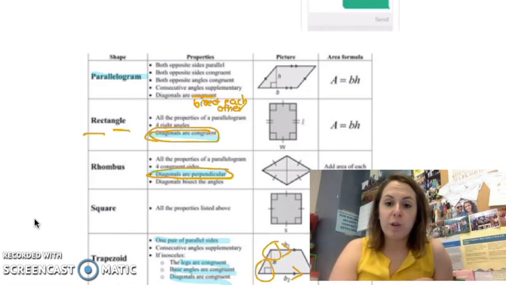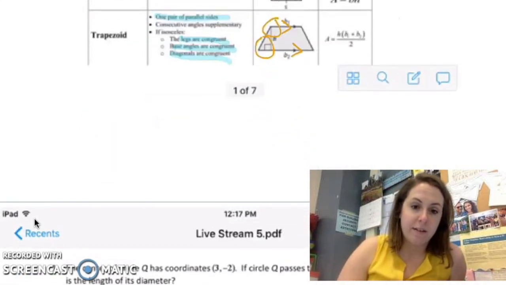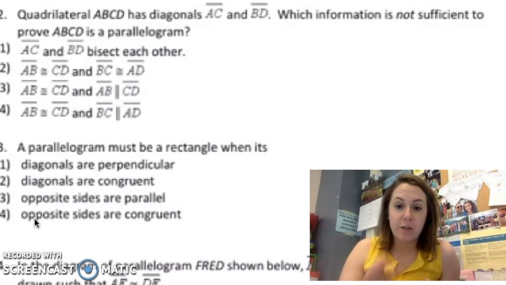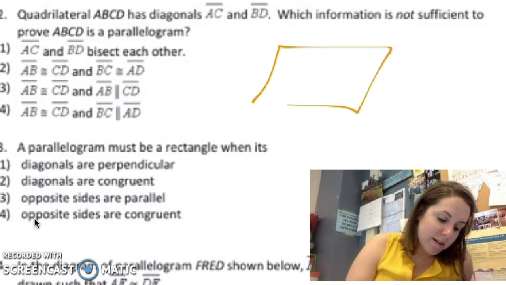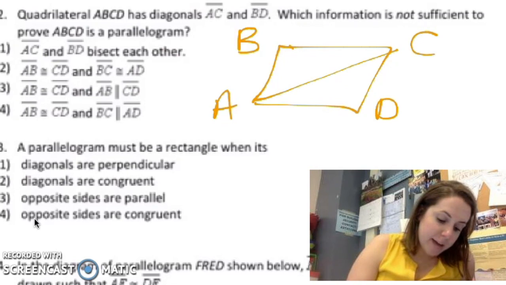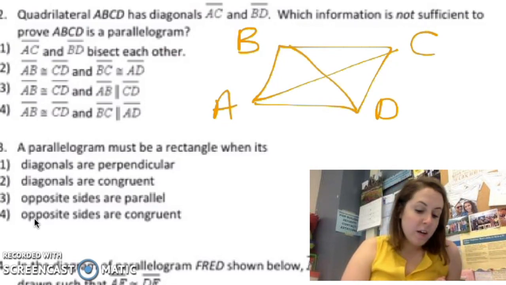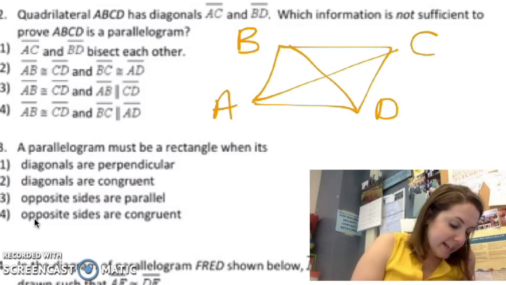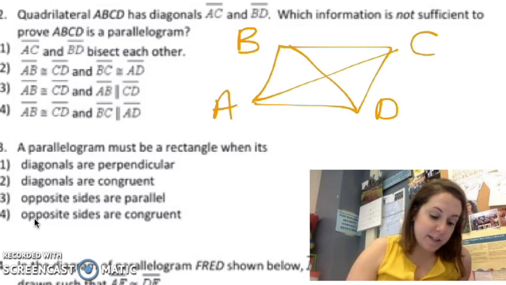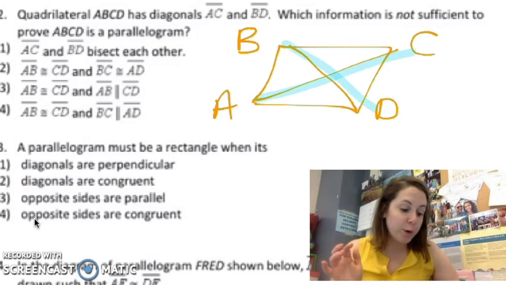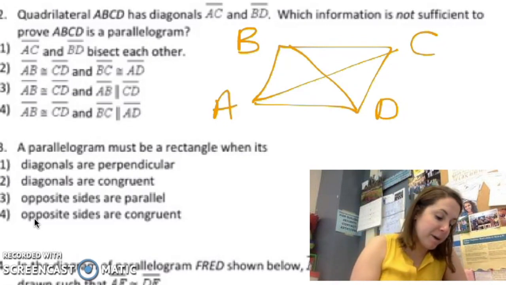So we're going to go through and look at some real Regents examples and see how we could apply this. Quadrilateral ABCD has diagonals AC and BD. The first thing I'm going to do is draw this. So quadrilateral, and I'm going in order, A, B, C, D, has diagonals AC and BD, which is not sufficient to prove it's a parallelogram. So let's see. AC and BD bisect each other. So that is saying that my diagonals bisect each other. That, in fact, proves that it is a parallelogram. That's a property of a parallelogram.